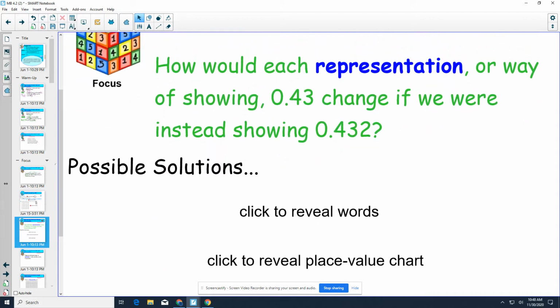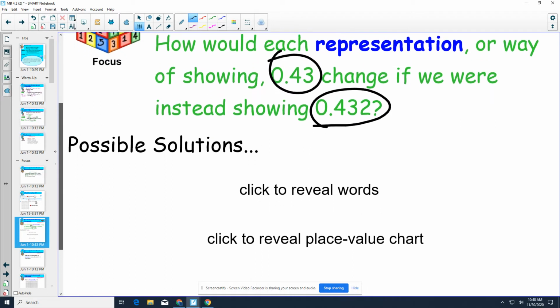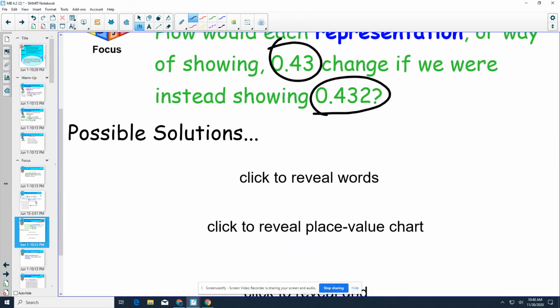How would each representation, or way of showing 43 hundredths, change instead of showing 432 thousandths? So let's look at some possible solutions there. So let's think about that. 43 hundredths and 432 thousandths.